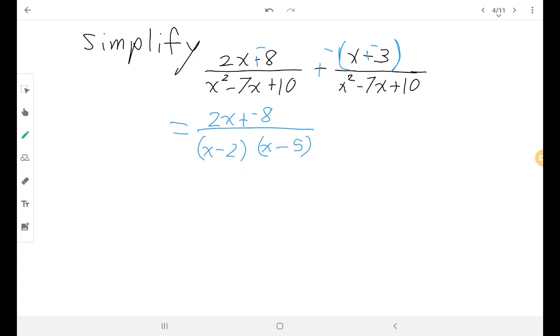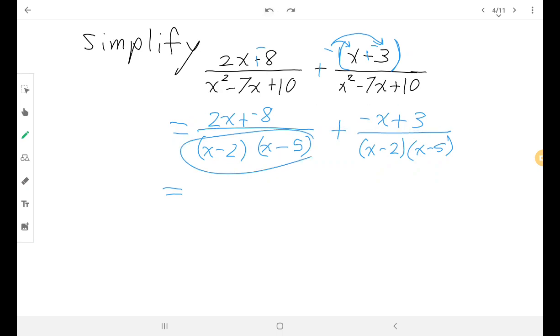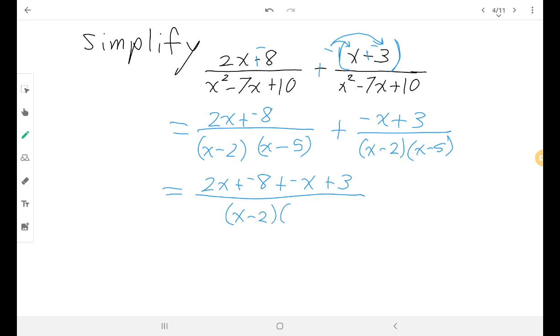minus there. So I've got that, and then plus, and let me distribute the negative there, giving me negative x plus positive 3, and that is the reason that I turn all my minuses into plus negative, so I can keep track of things like that, so I can know when I'm going to have a positive 3. Over, and then we've got the x minus 2 times x minus 5. And then let me take the top and put them together in one fraction over this common denominator. So it's 2x plus negative 8 plus negative x plus 3, all of that over x minus 2 times x minus 5.